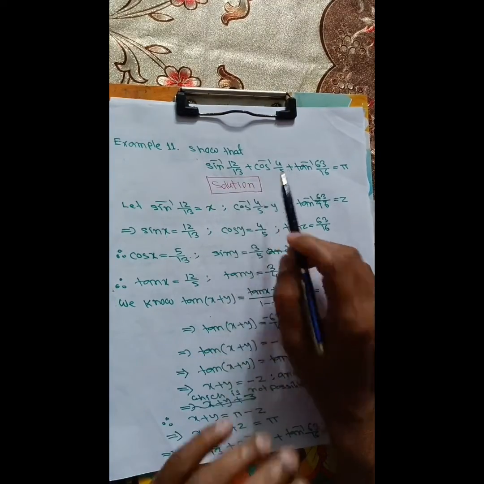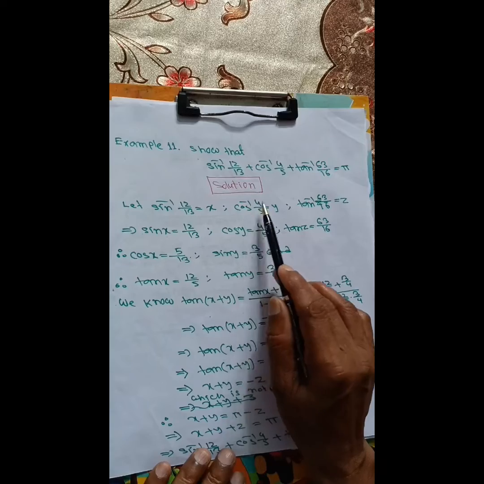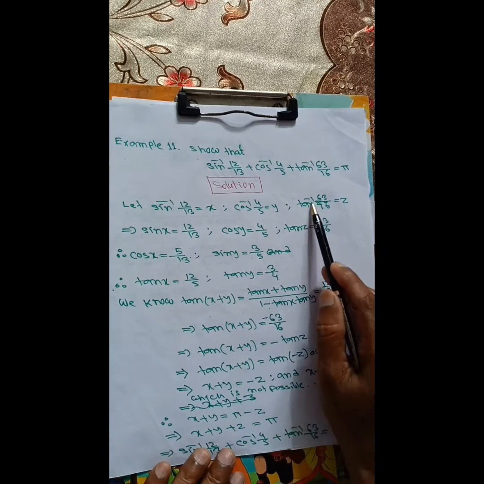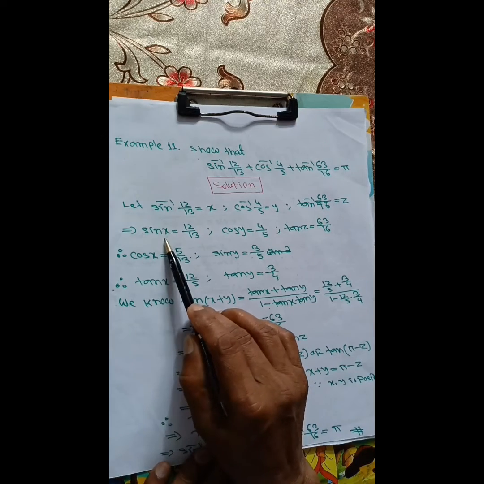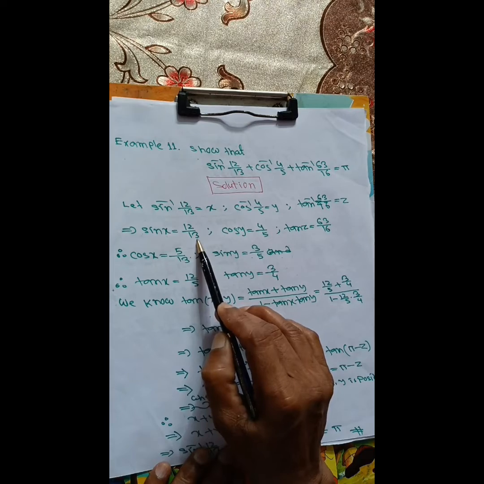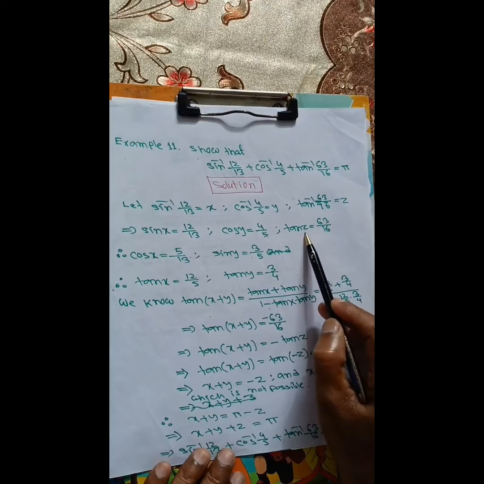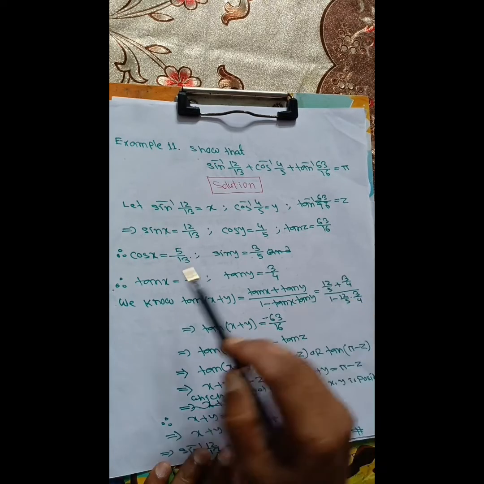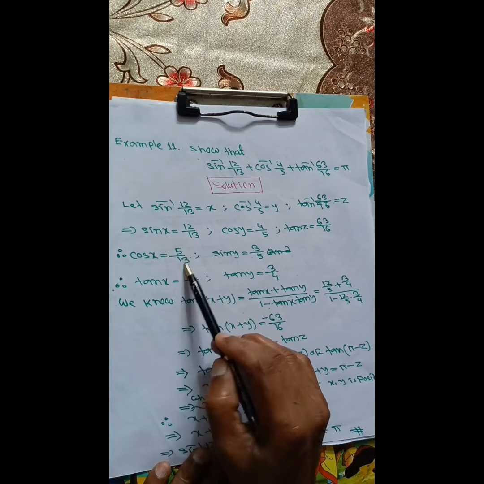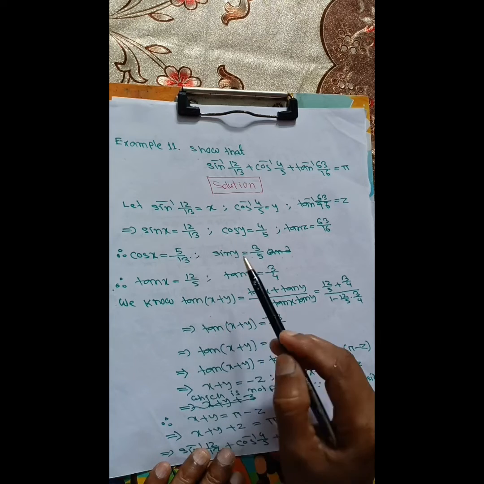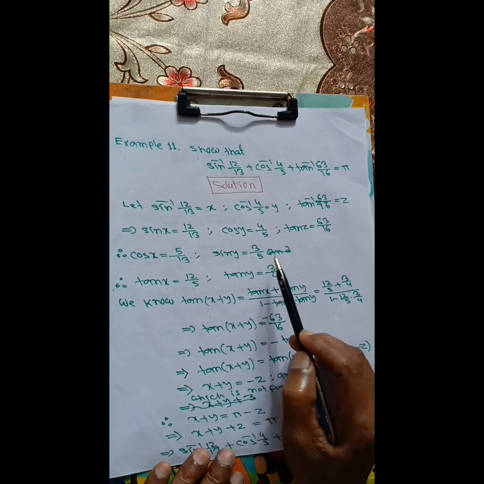For the solution, we take sin inverse 12 by 13 is equal to x, cos inverse 4 by 5 is equal to y, and tan inverse 63 by 16 is equal to z. Then we get sin x is equal to 12 by 13, cos y is equal to 4 by 5, and tan z is equal to 63 by 16. Therefore, cos x is equal to 5 by 13 using 12 by 13. Similarly, sin y is 3 by 5 by using the formula.